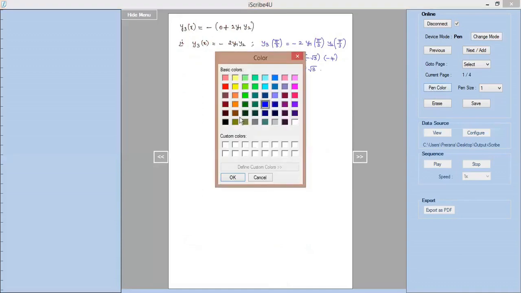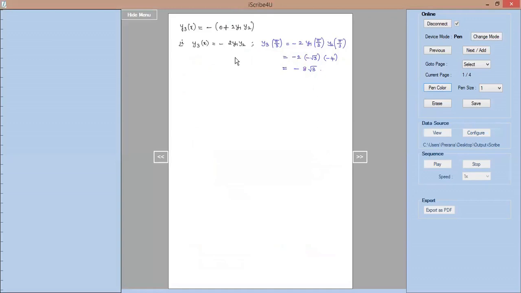Now next we will move ahead to obtain y4 of pi by 3. That is, we have to differentiate once again the y3 term. So we have y4 finally now. y4 of x is equal to minus 2 into, we have to apply the product rule for y1 into y2. So y1 into differentiation of y2, which is y3, plus y2 into differentiation of y1, which is y2. So we have y4 of x as minus 2 y1 y3 minus 2 y2 square.